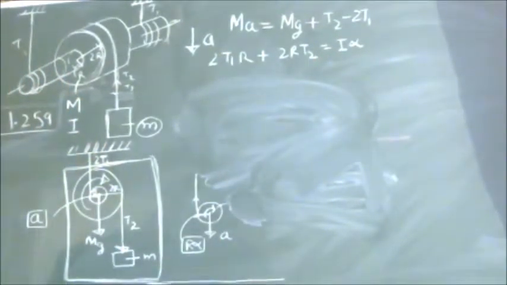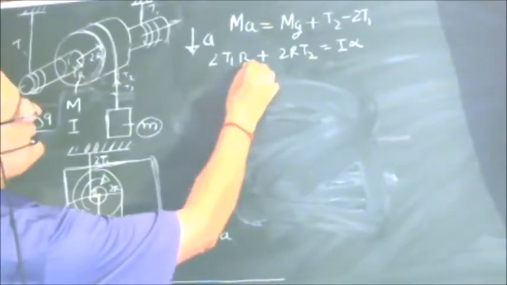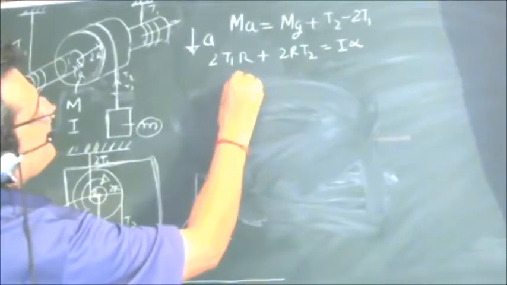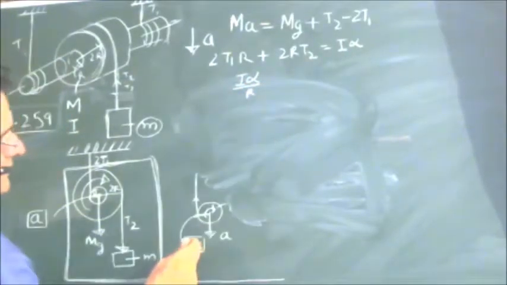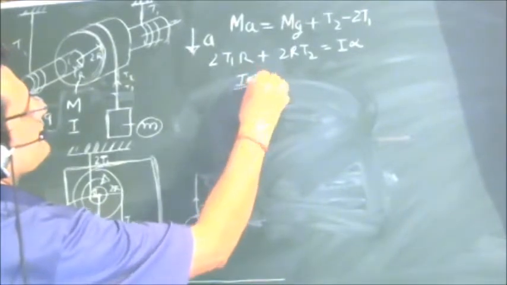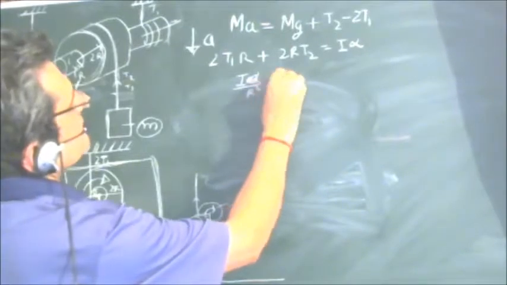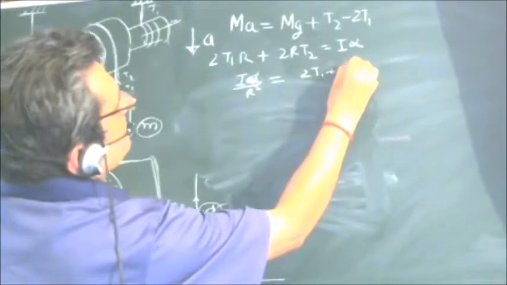Simple. Now we know r alpha is equal to a, so we can replace the values here and take r to that side. We write I alpha upon r, and alpha we can replace as a upon r, so I a upon r squared. We can write it like this, which is equal to 2T1 plus 2T2.